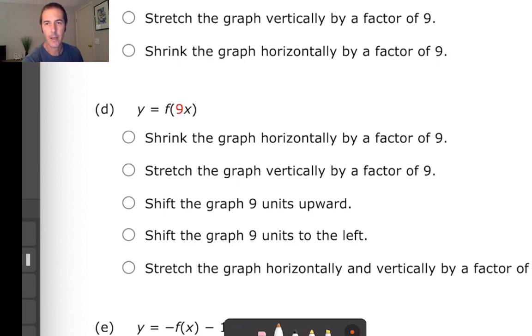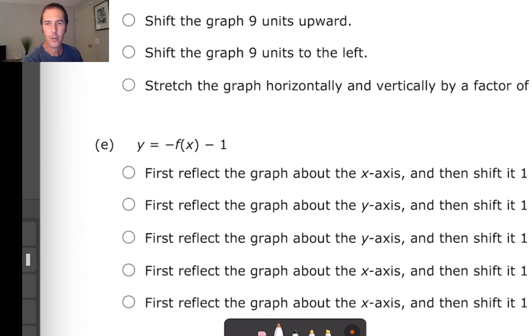You can think of that as if you were looking at a graph and then you applied this multiple of 9, you would need to take all of the x coordinates of all of the points on the graph and divide them by 9. And so all of your x coordinates would get closer to the y-axis as we compress it in from the left and from the right.